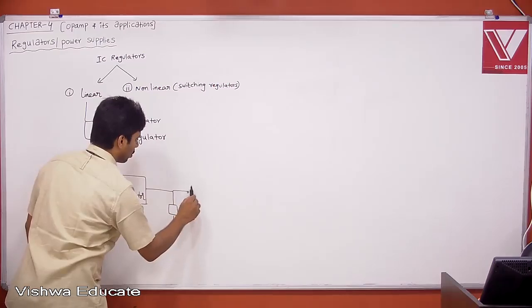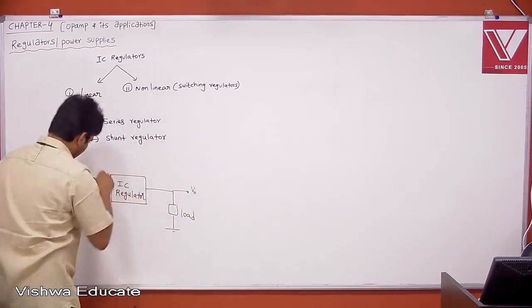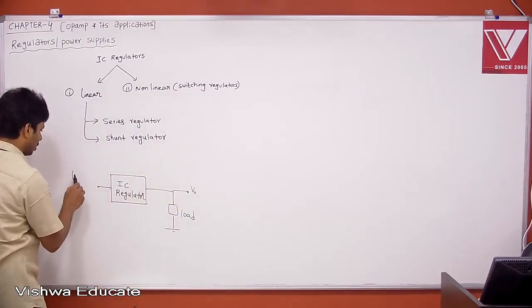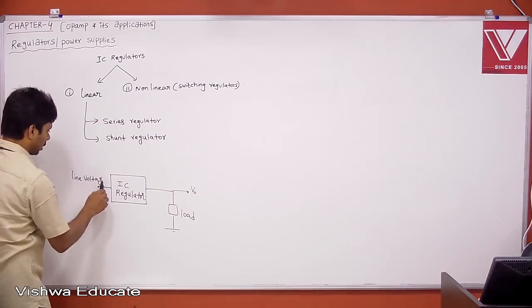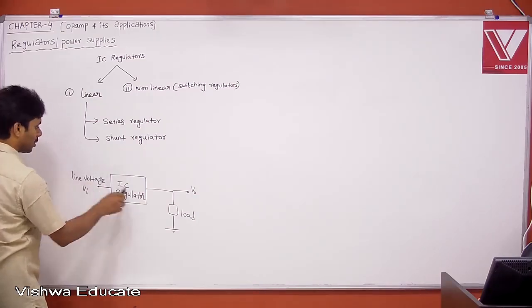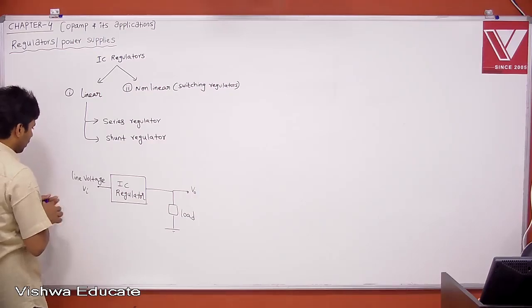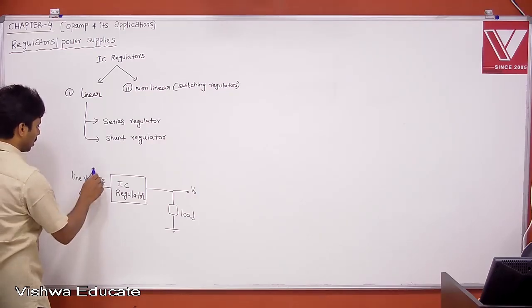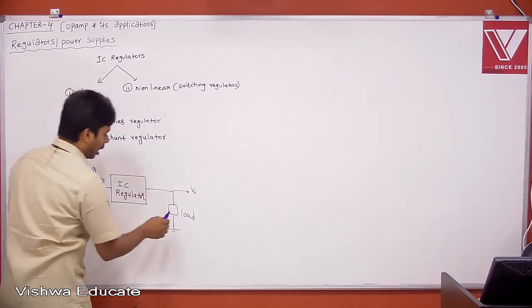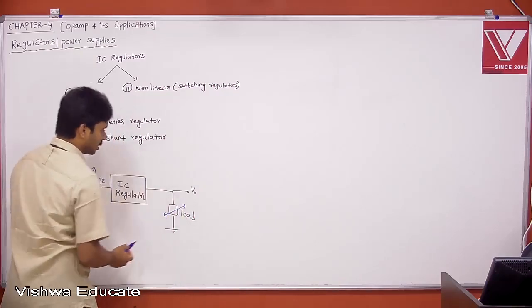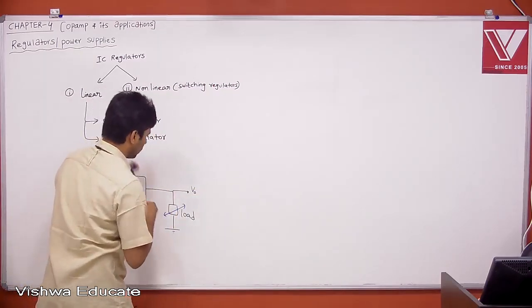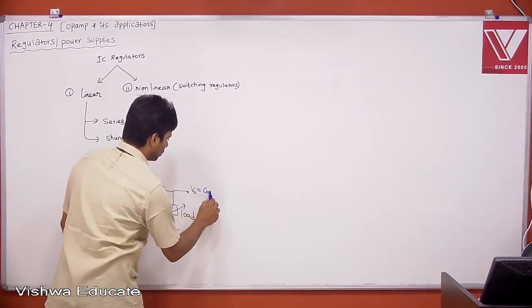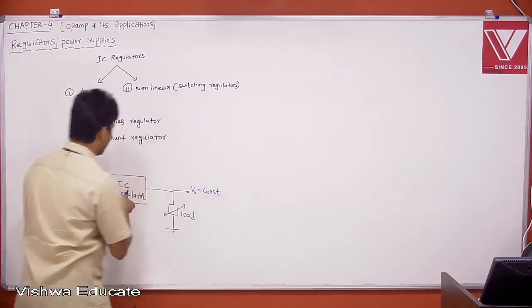And this is your output voltage V0, and this is what is supplied with line voltage. Let us say Vi, the input voltage to your IC regulator. Even though your line voltage is changing, it can increase, it can decrease, or your load is also increasing or decreasing, ultimately I am expecting V0 to be constant. That is what your regulator is.